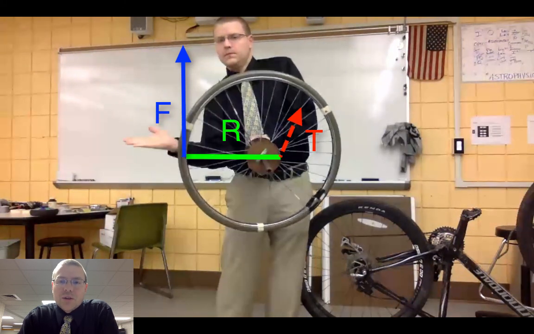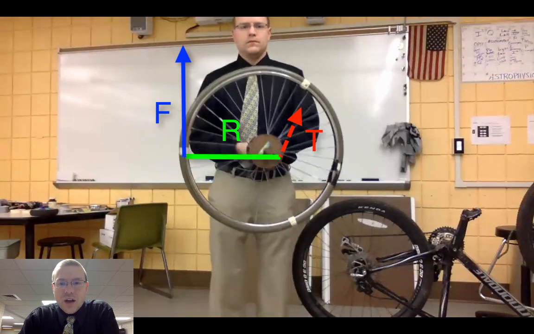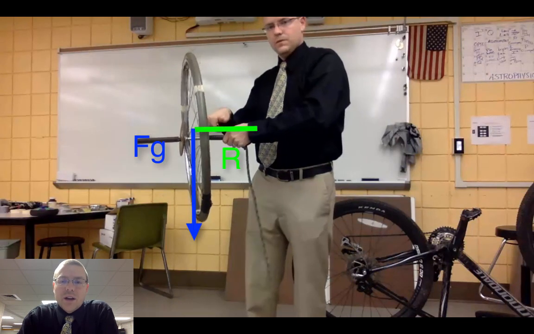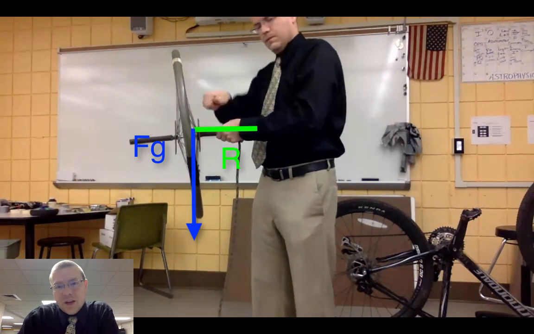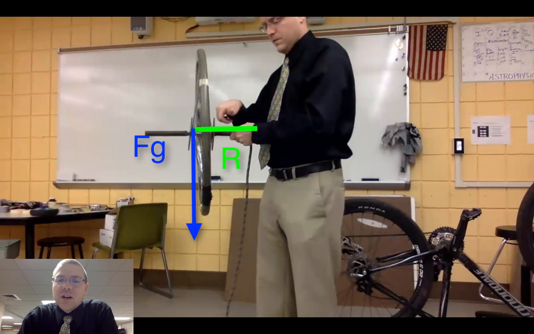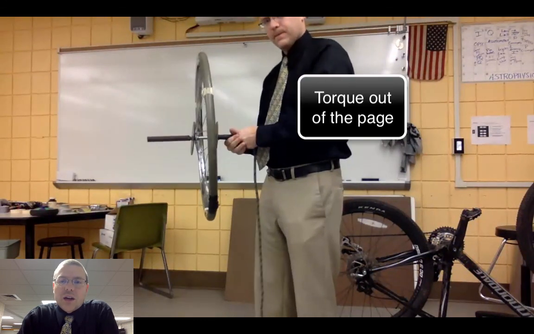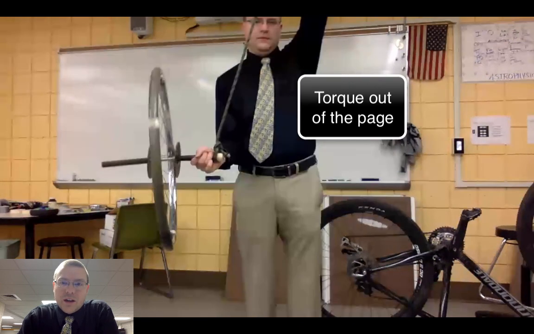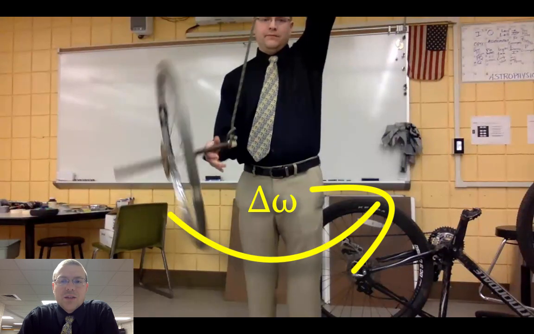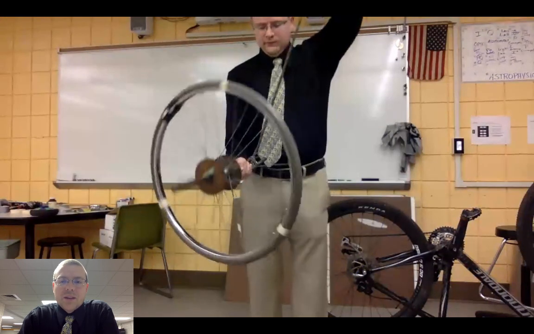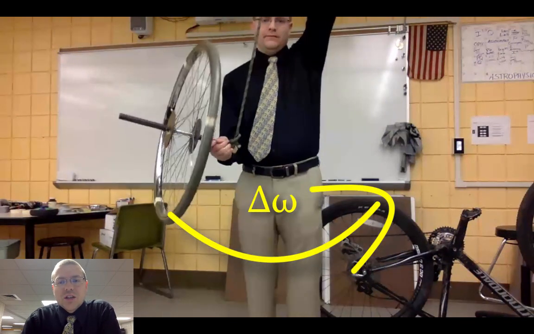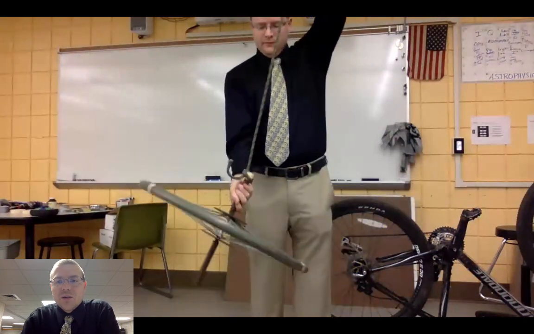Now the next thing we want to do here is try and create a torque using the wheel's own weight, and I'm going to pivot it off of that endpoint where the string is. So the radius is the green, the force of gravity is downwards, so that means there's a torque out of the screen again in the positive direction. That means that if the torque is out of the page and I hold that about its axis point, the object will want to spin in the counterclockwise direction. There's a change in omega in the counterclockwise direction.